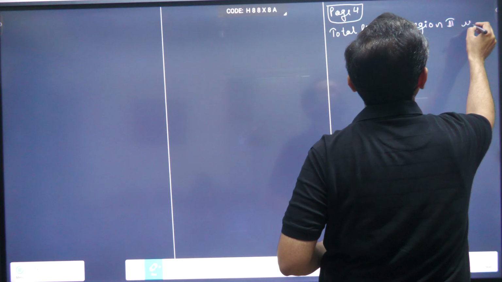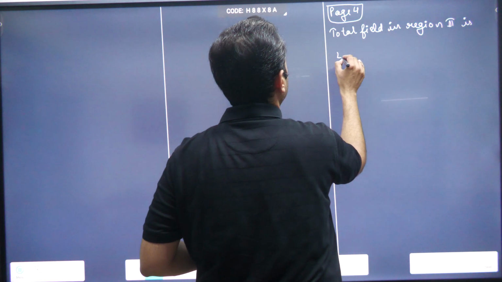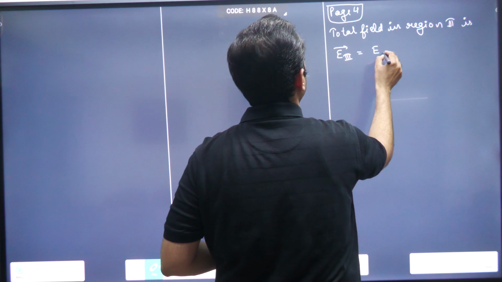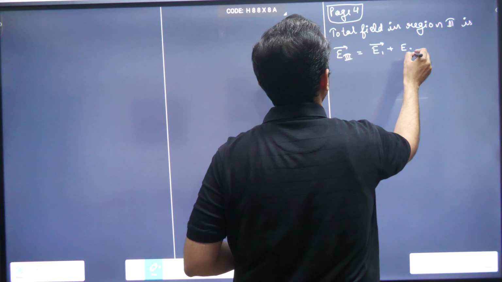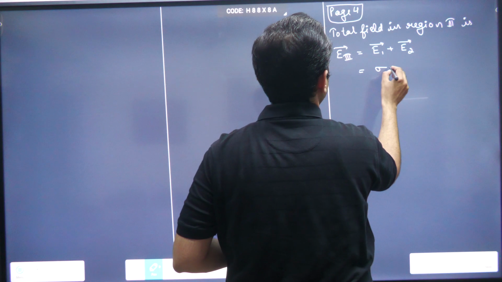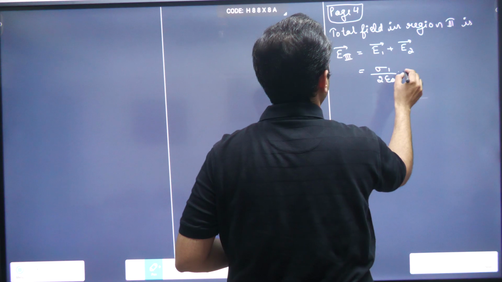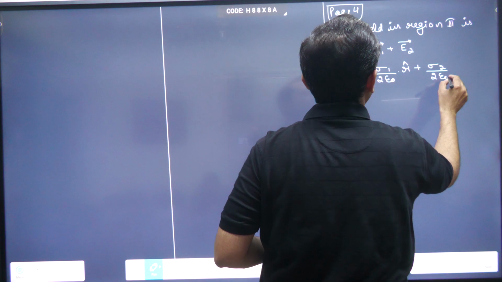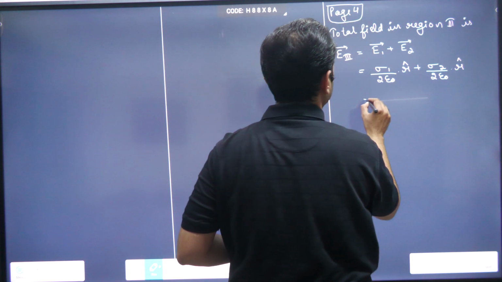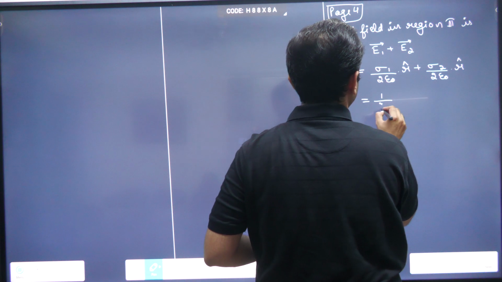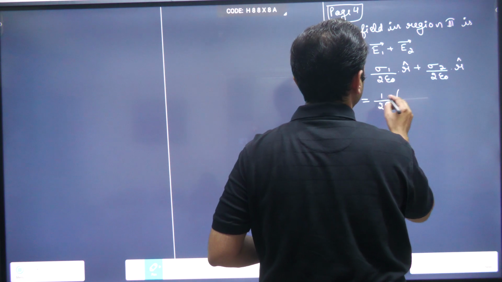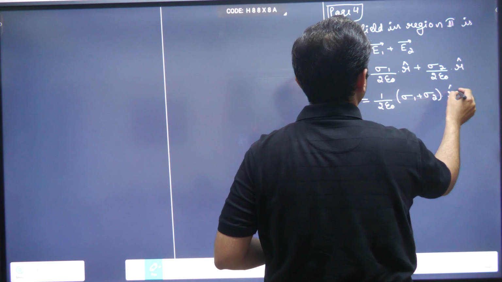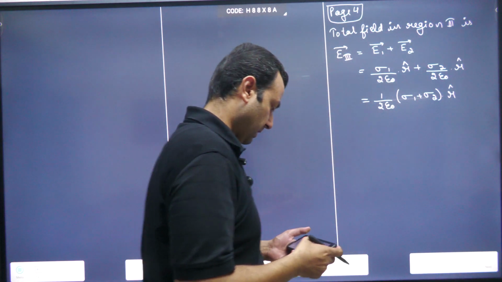Now total field in region third is E third, equal to E1 vector plus E2 vector. E1 vector is sigma 1 upon 2 epsilon naught r cap. E2 vector is sigma 2 upon 2 epsilon naught r cap. Now let's take 1 upon 2 epsilon naught common and write it to the left of the bracket. In the bracket there will be sigma 1 plus sigma 2 and r cap to the right of the bracket.